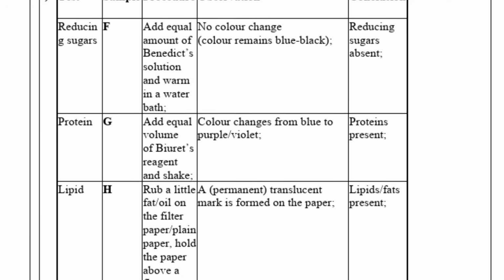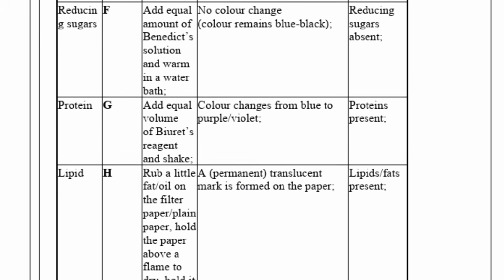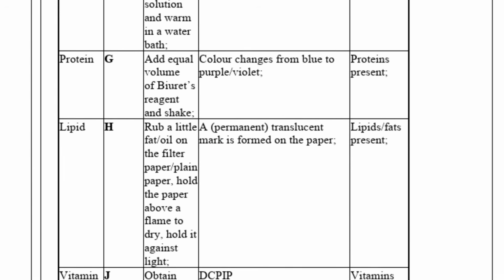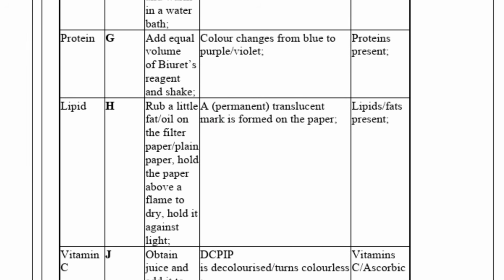Then lipids, that is food sample H. So for lipids, you have fats or oil. On the filter paper, stroke plain paper, hold the paper above a flame to dry, hold it against light. A permanent translucent mark is formed on the paper. That means lipids or fat are present.